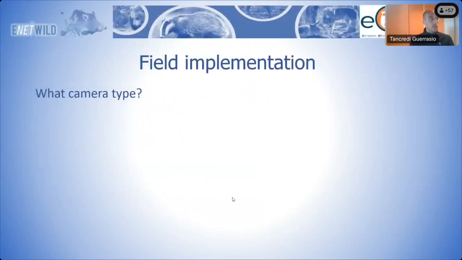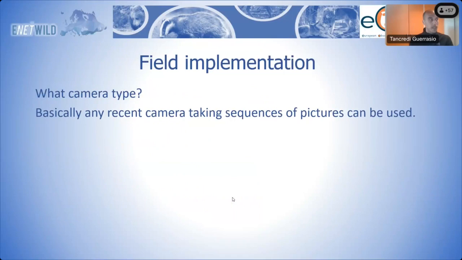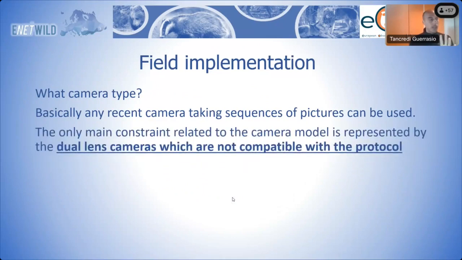So for the field implementation, what camera type could you use? Well, in general, any recent camera model that takes sequences of pictures can be used. However, there's one big constraint, which is related to the camera models that have dual lens. These cameras are getting more and more common, because with the dual lens, they basically have one lens for daytime pictures and the other one for nighttime pictures, ensuring a better quality for the nighttime pictures and reducing the noise of the shutters at night, so reducing the disturbance.